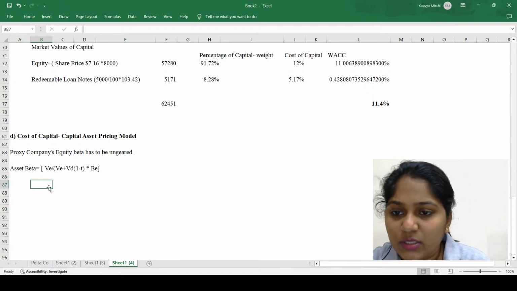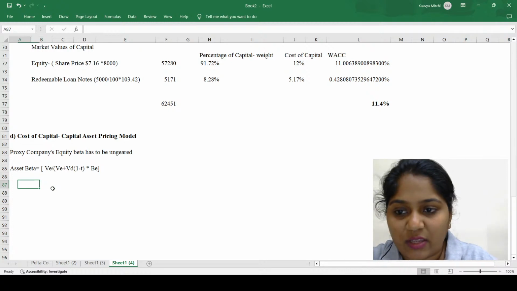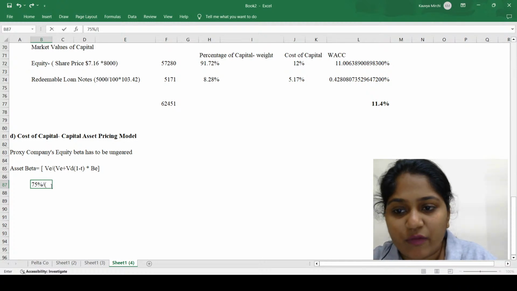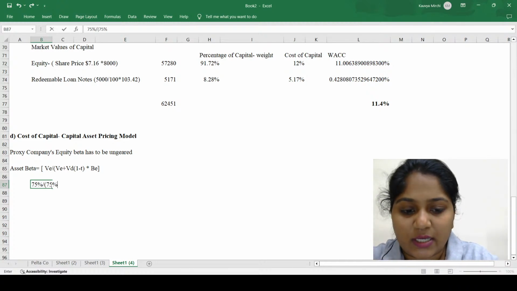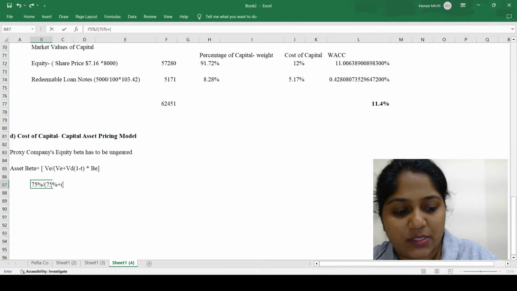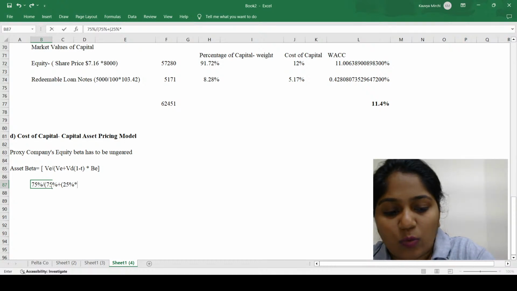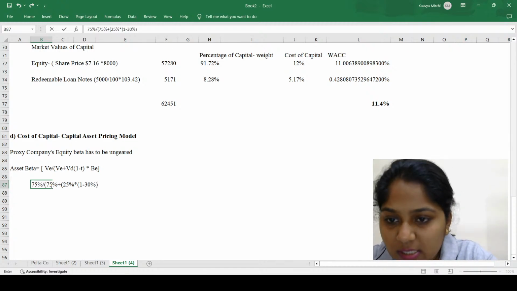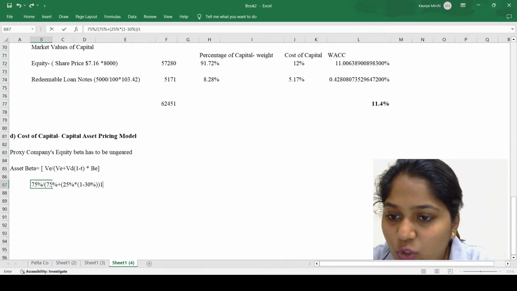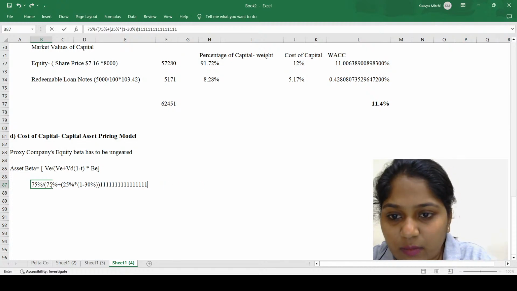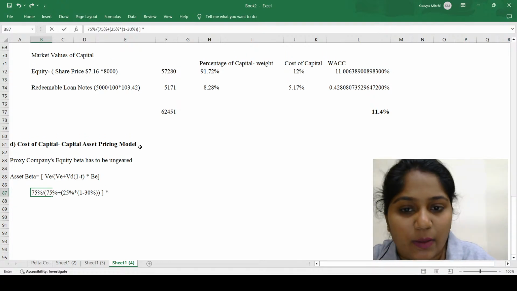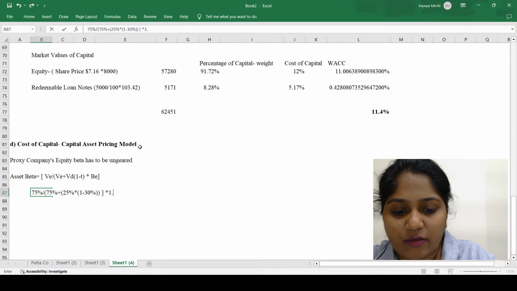Now tell me, what would be considered as your asset beta? First start with what is weight of equity? Weight of equity 75%. Correct? So weight of equity would be 75% divided by weight of equity, that is 75% plus, open the bracket, 25% multiplied with 1 minus tax rate. How much is tax rate? 30%. Close this overall. This bracket multiplied with the equity beta. How much is the equity beta? 1.038 if I'm not wrong.